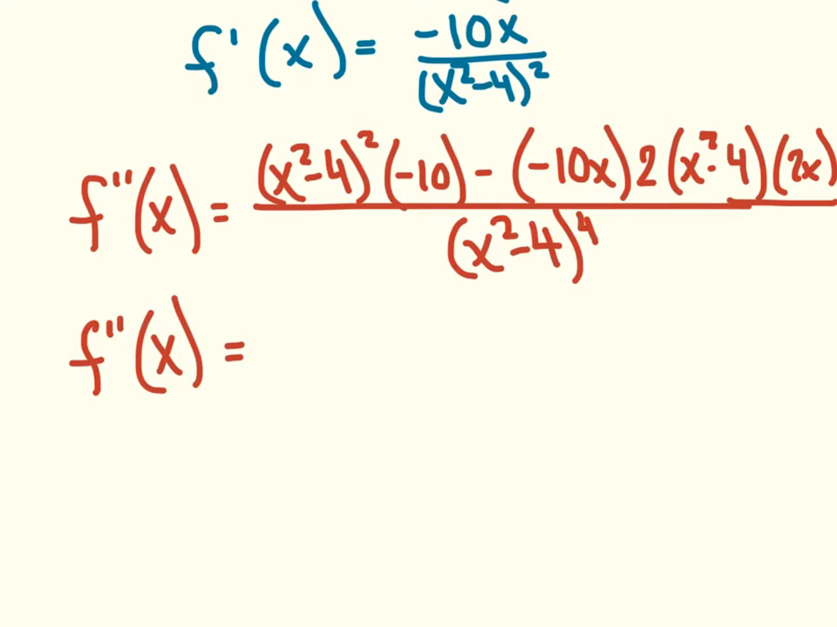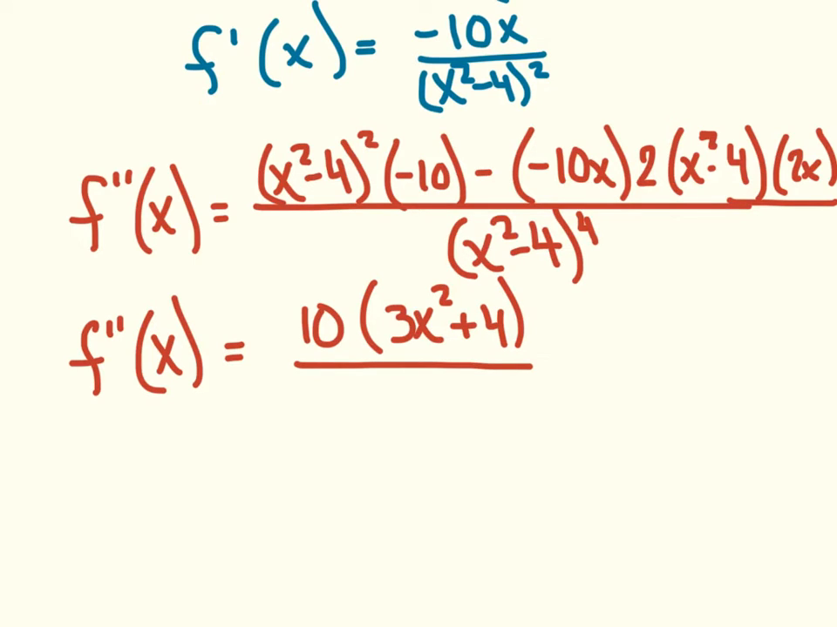I got a 10, I got the quantity 3x squared plus 4. Now that plus sign is going to be very significant in a moment. And I did get a cancellation, and I had x squared minus 4 cubed here. For us today it doesn't matter what power it's raised to, it's going to give us the same result.